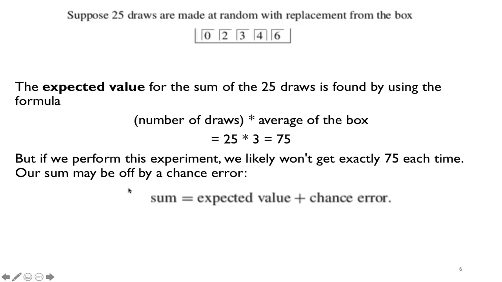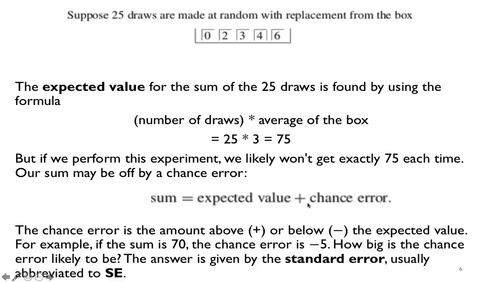So here's the formula. The sum of the tickets is equal to the expected value. We expect to get about 75 plus some chance error. This chance error could be positive or negative. Say our sum was 70. Because 70 is 5 less than our expected value of 75, our error is -5, etc. And then the question we want to know is, how big is this chance error? Is the chance error going to be big or small? To find that, we have to find something called the standard error, or the SE.